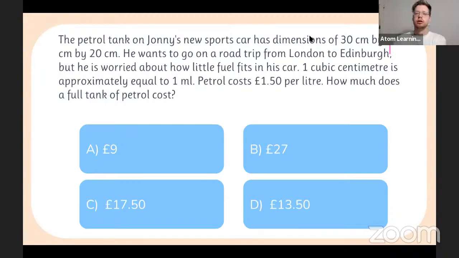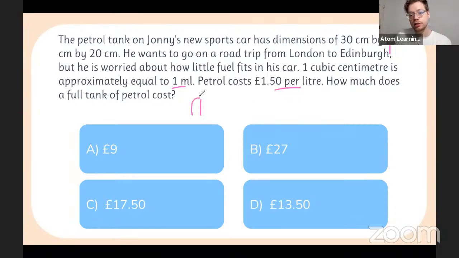So the petrol, oh, who gets a sports car, really? The petrol tank on Johnny's new sports car has dimensions of 30 centimeters by 15 centimeters by 20 centimeters. He wants to go from London to Edinburgh. Worried how little fuel fits in his car. Well, he should have made a more economical life decision, Johnny. So 1 cubic centimeter is approximately 1 mil, and it's £1.50 per litre. So how much is a full tank of petrol?